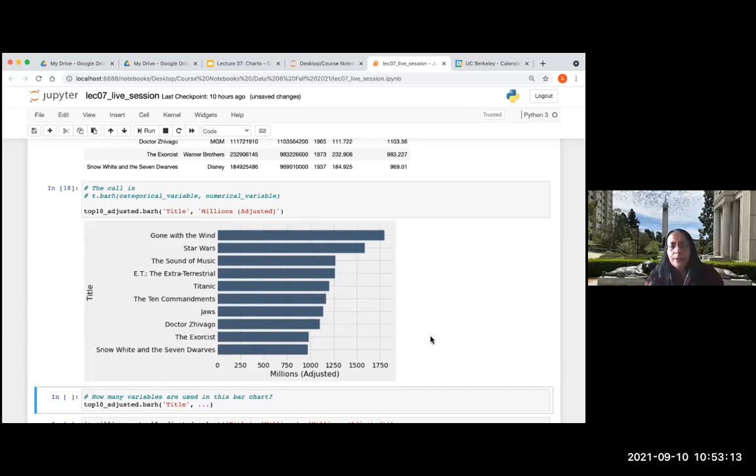I think it might be just dot bar. I don't know. You check. Maybe one of the GSIs can help out here. I've forgotten.